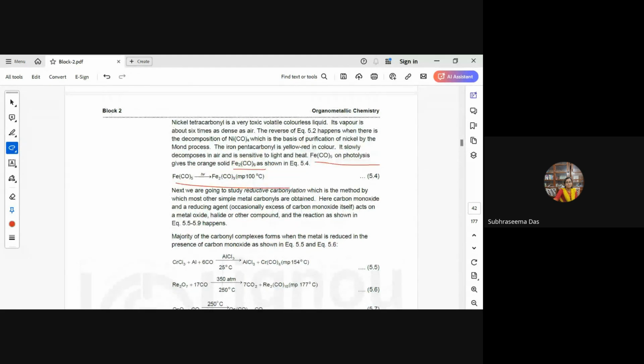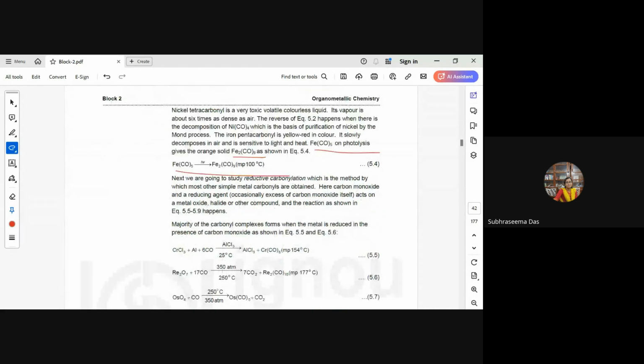Then another method of preparation of carbonyls is called reductive carbonylation. This is also a very commonly used method by which other simple metal carbonyls can be obtained. In this process, carbon monoxide and a reducing agent, sometimes carbon monoxide itself being the reducing agent, act on a metal oxide. In most cases a metal oxide is used, or sometimes a metal chloride, and then the respective carbonyls are obtained.